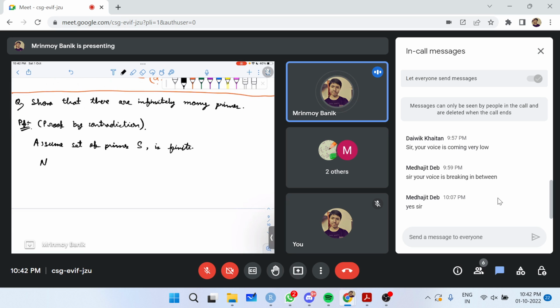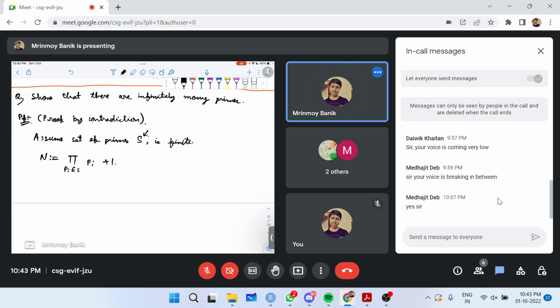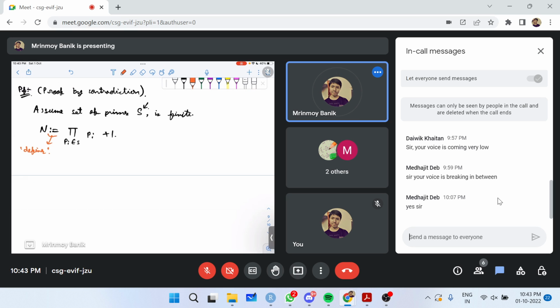So we can then find a capital N, which is the product of all the p_i's in S. That is, it's the product of all the primes in this set S, plus 1. Okay, so we are defining it like this. This sign here defines it.